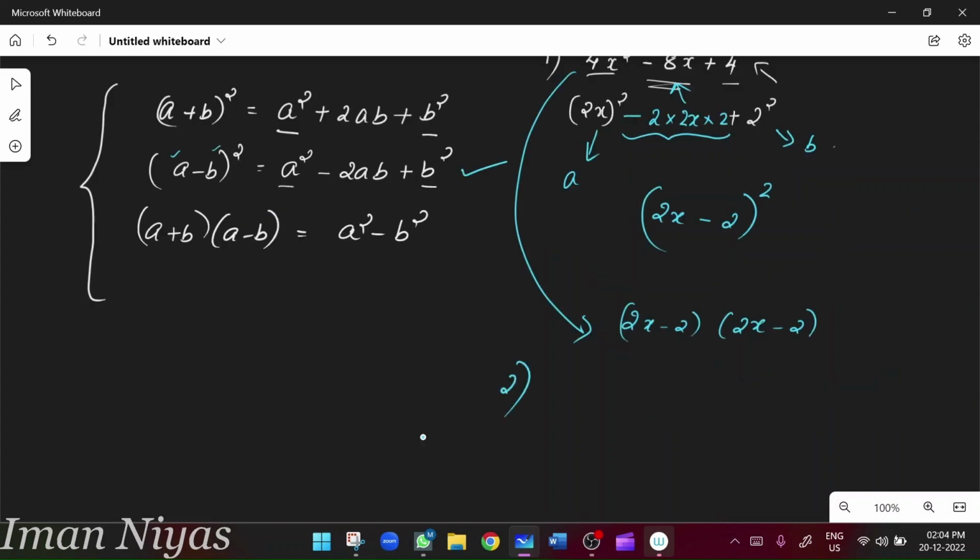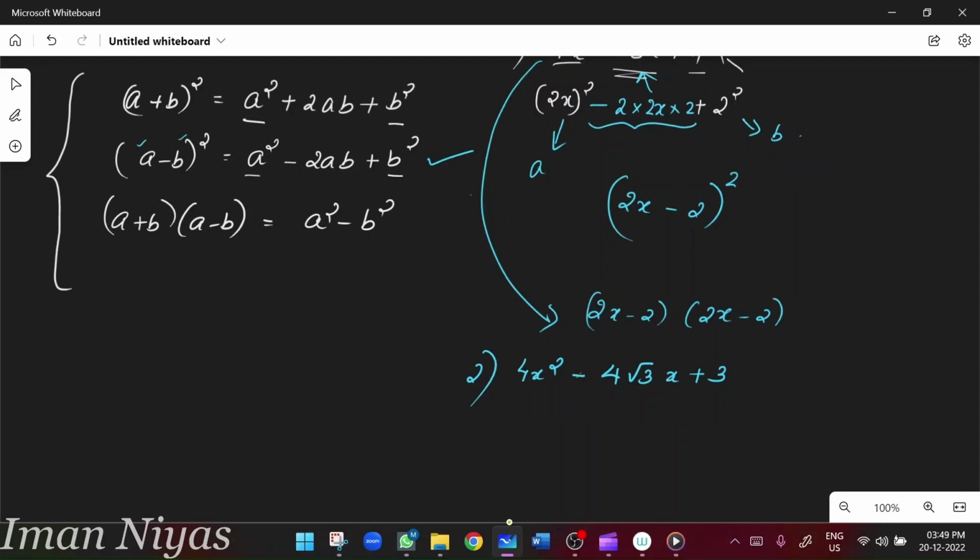Okay, let's see the second one. 4x square minus 4 root 3x plus 3. How can we do this one, and which identity do we have to use here? Can we use the second identity here? Let's see. Here, can we write this as 2x the whole square? Yes, we can write it.